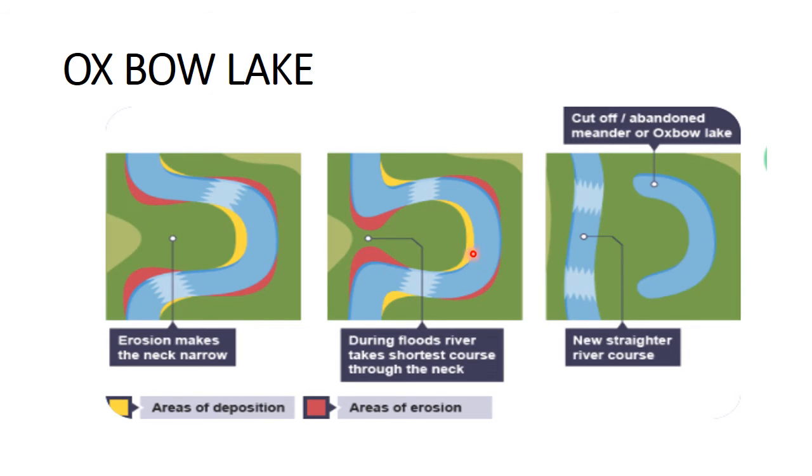So when these loops come closer together, then finally in a period of time it gets cut off from the main river. This is the main river, and what is formed here? A cut-off lake. It is also called an oxbow lake. Why is it called an oxbow lake? Because the ends of this lake look like the horns of an ox. That's why the name oxbow lake is given. Now let us look at an animated video showing the formation of an oxbow lake.